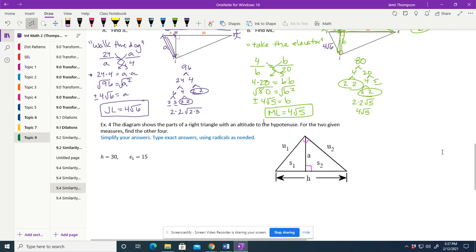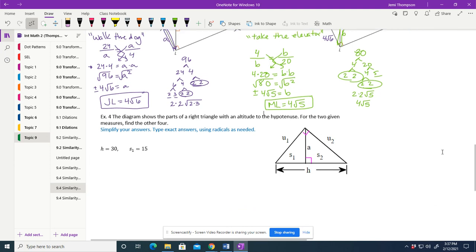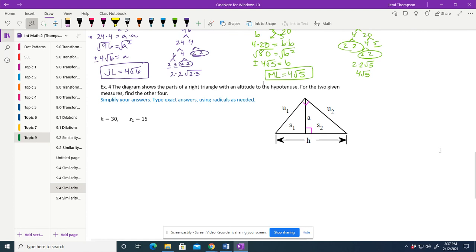Now, there is another example on these notes. I am going to just work out the solution and give it to you. So if you have this problem, what it's saying is that H is 30, so the length of this entire thing is 30, and S1 is 15. Find everything else. So I'm going to make a little key for myself over here. But I need to go through and find everything.